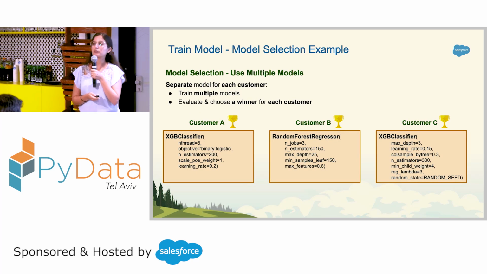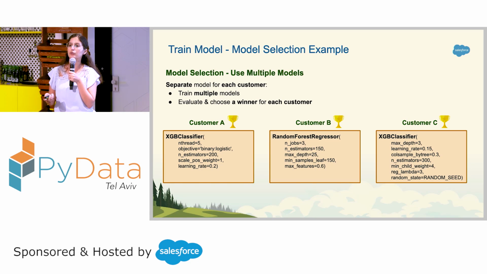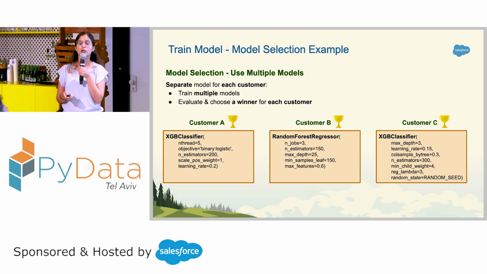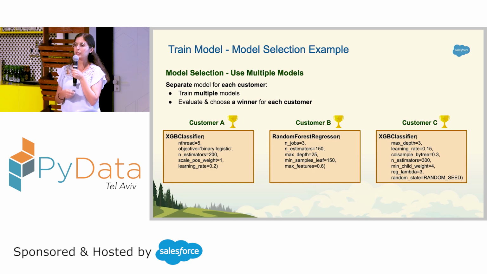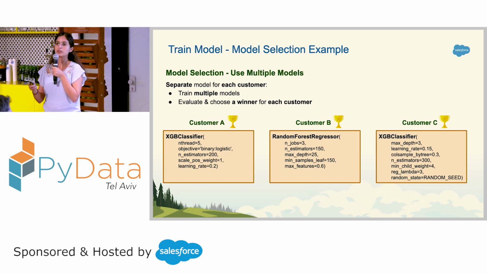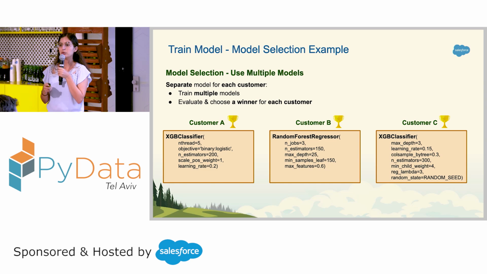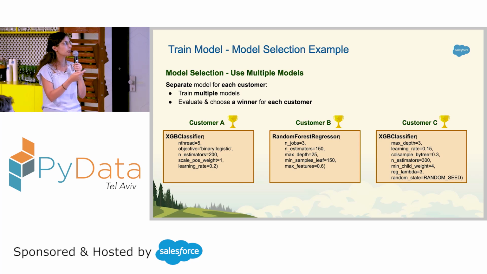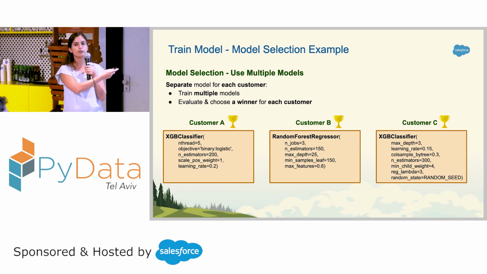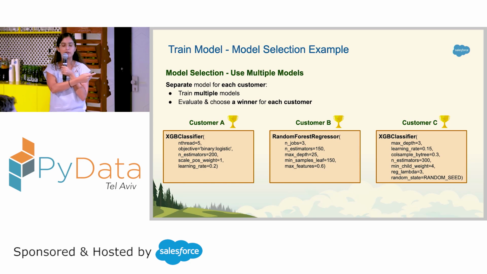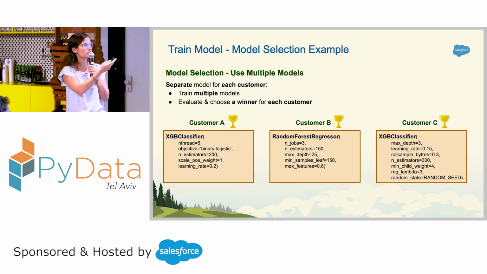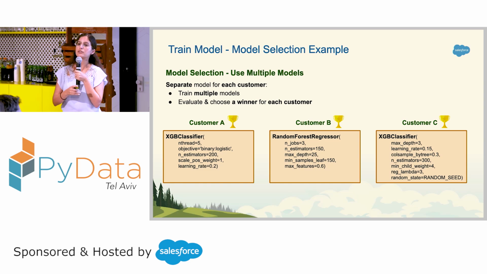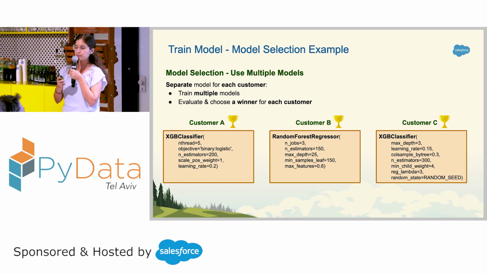Moving on to the training model phase. So how do we select a model? Do we use the same model for all our customers? The answer is no. We can train multiple models for each customer. We evaluate each of the models in production, and we choose the best model. We choose a winner for each customer. So for example, customer A had a different winner, XGBoost classifier. For customer B, the winner was random forest. So each customer gets the best model for them.